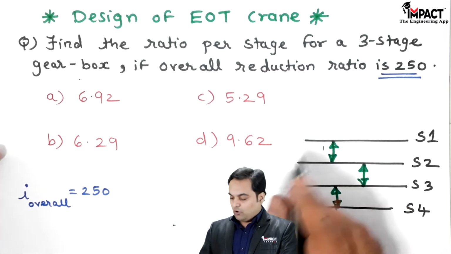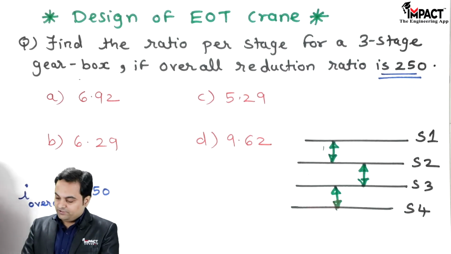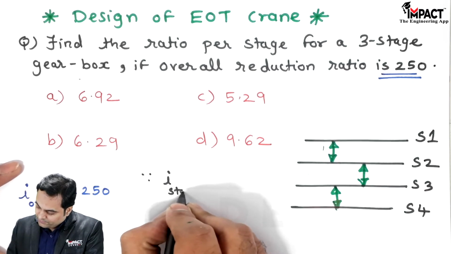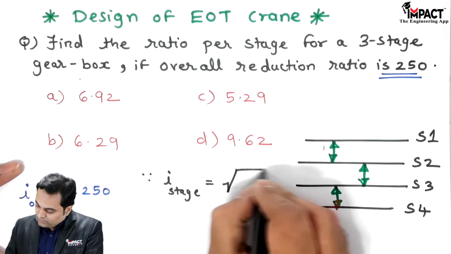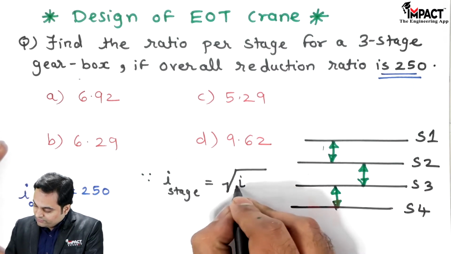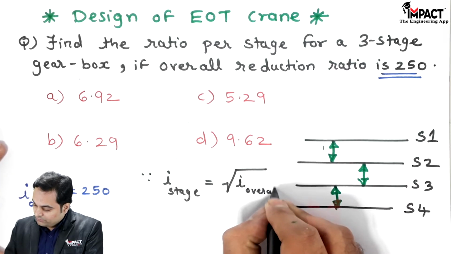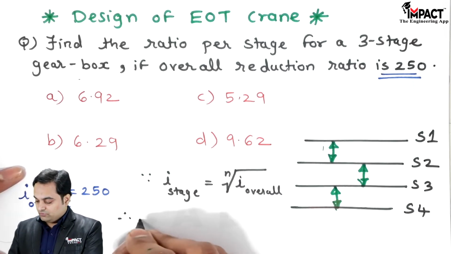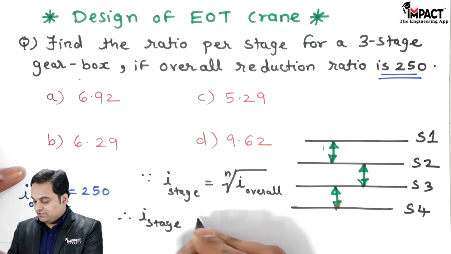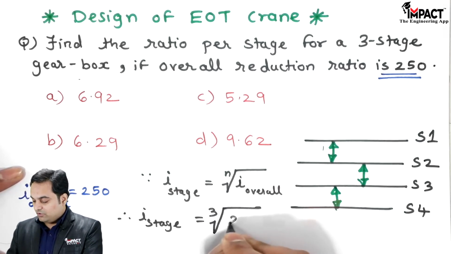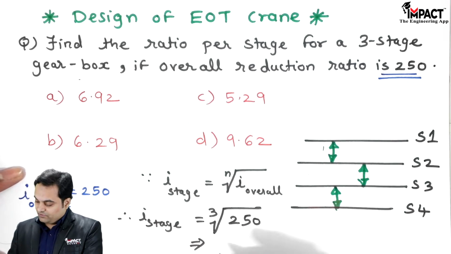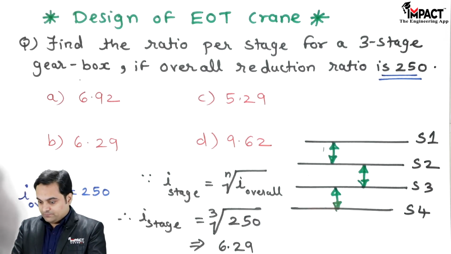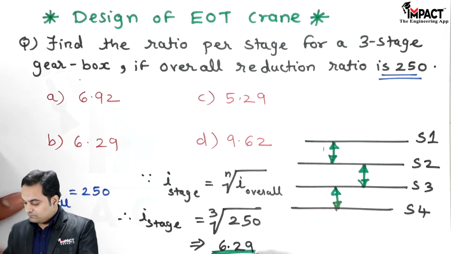So per stage how much is the speed reduction, that can be calculated by using the formula that I, or the reduction ratio for a particular stage, is given by the nth root of the overall gear ratio or reduction ratio, that is the overall ratio to the power 1 over n, where n indicates the number of stages. So here, since we have a 3-stage gearbox, n is 3 and the overall ratio is 250. So my answer comes out to be 6.29. So we are getting a speed reduction of 6.29 in each stage.